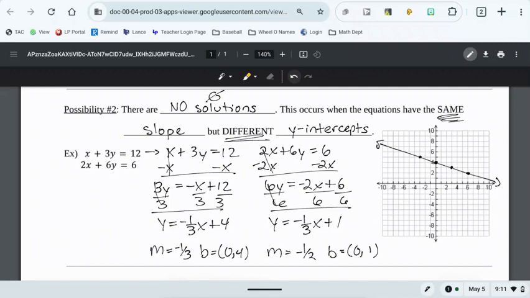So there's graph number 1. Now we go over 0, up 1. And we have the same slope, down 1, right 3. So we have the same slope. We're going to keep following that same pattern, and they will never intersect.